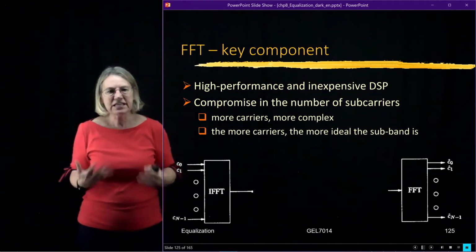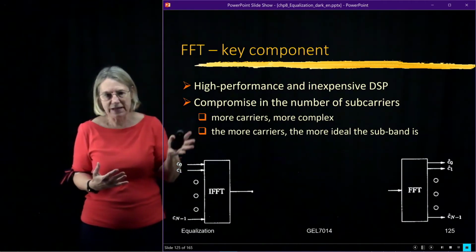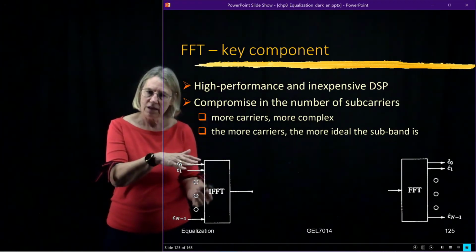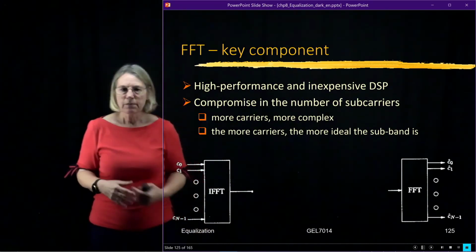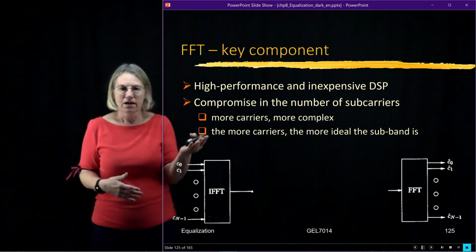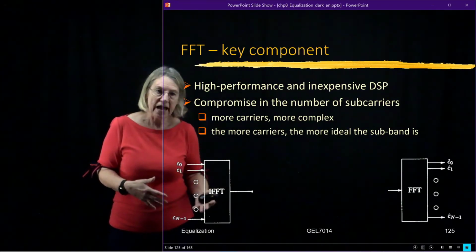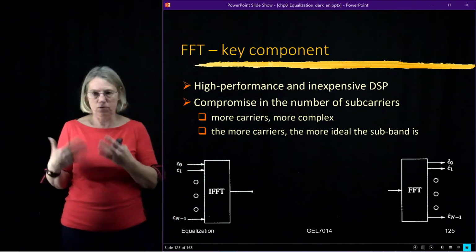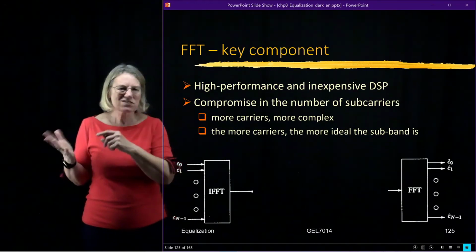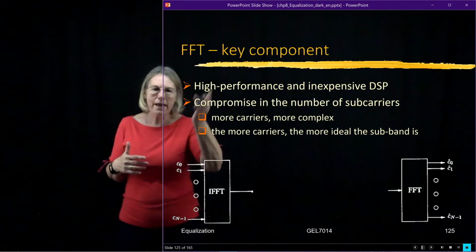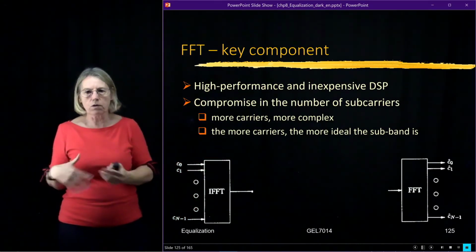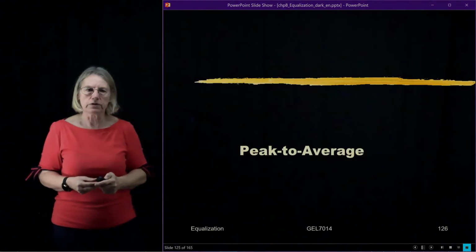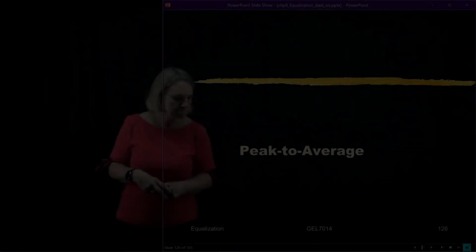The FFT is nice because it's high performance, it's inexpensive, and I can choose the complexity, if I will, of the IFFT, because the more carriers I have, the more subcarriers I have, the more complex, but the more ideal that might be the conditions for my estimation, etc. So it's a trade-off, and you'll make your decision on what you can do, and there's a whole engineering approach to how you would choose how many subcarriers you would use, depends on the channel, etc.